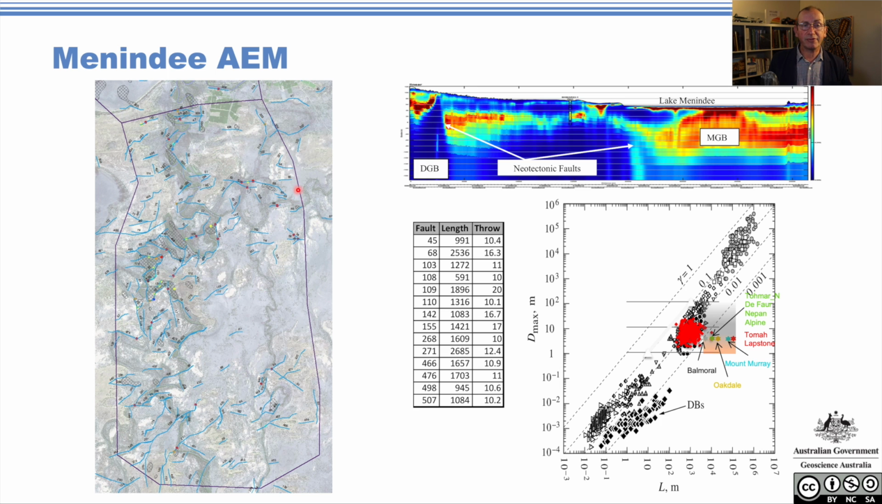Ken Laurie and his team went through and picked a whole bunch of faults in the AEM, produced these fault maps, marked up how much displacement they had, looked at the windows of juxtaposition and started to rank them in terms of windows and size. So we've got a range of faults through here which have a length and a throw.